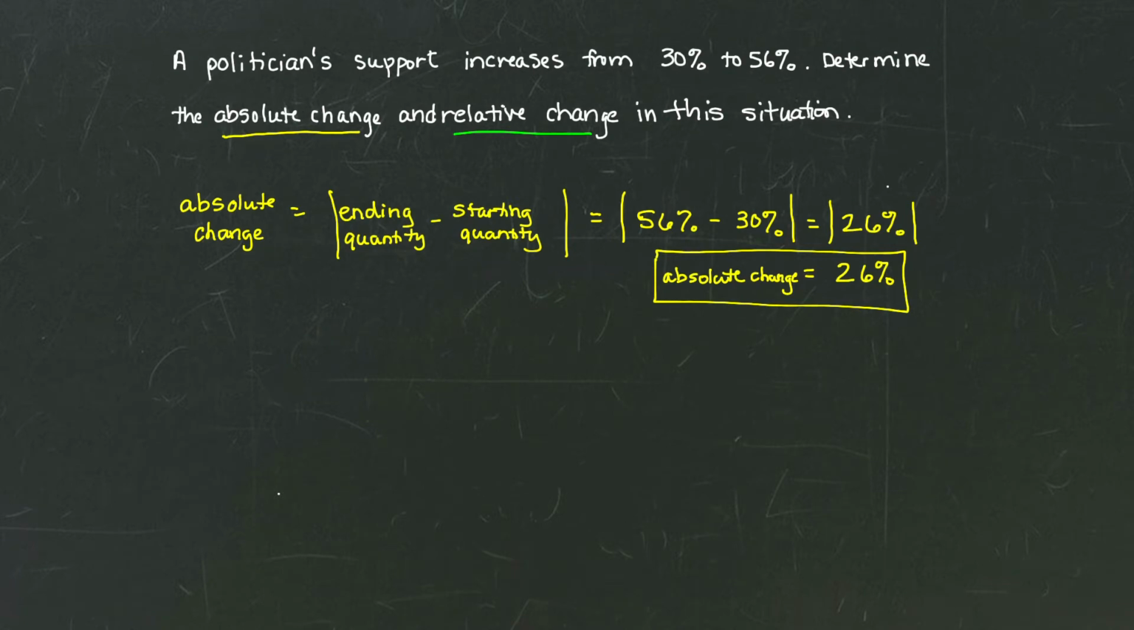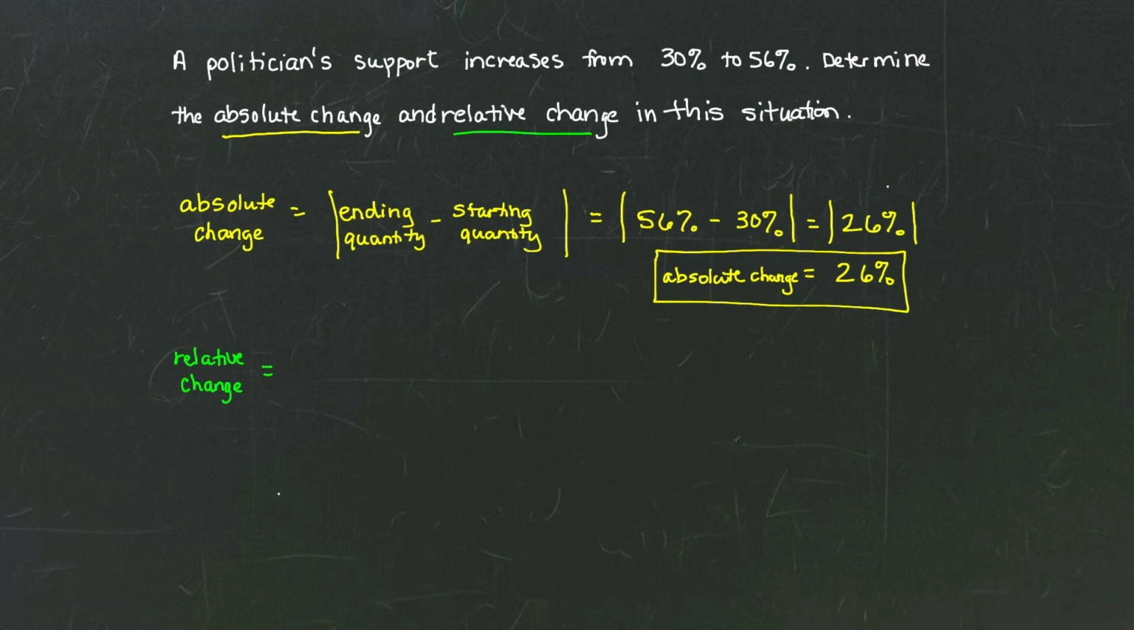That was simple enough. Now let's talk about the relative change. Relative change is not just the absolute difference, but the relative change talks about how one number changes in relationship to the other. It's actually a percentage. So the way we calculate relative change is the same way we think about a percent increase or a percent decrease. A relative change is just another name for percent increase or percent decrease.